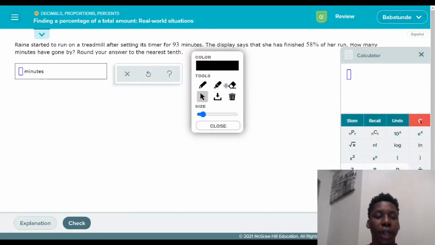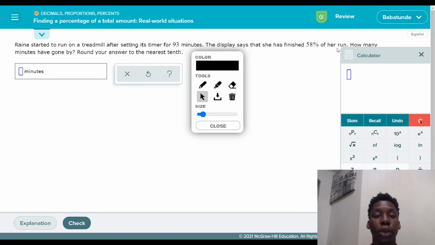My name is Babatunde, and today I'm going to be talking about finding a percentage of a total amount using real world scenarios. In this question, I'm going to work with fractions and percentages, and based on that percentage, I'm going to find the exact values that are actually needed in the question. So let's take a look at this question.